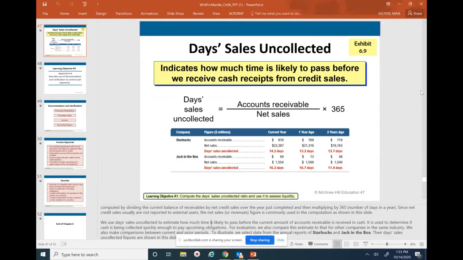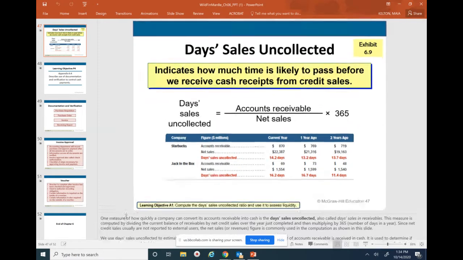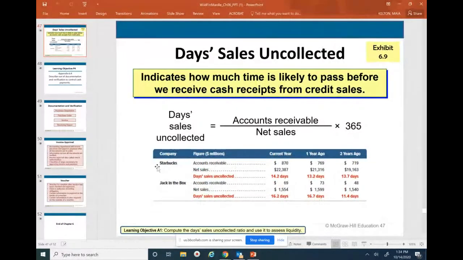This ratio helps the company assess how quickly accounts receivable are collected. The company has to have something to compare this ratio to. So in this case, we are given two companies, Starbucks and Jack in the Box. Their days sales uncollected is computed for the current year, 1 year ago, and 2 years ago.